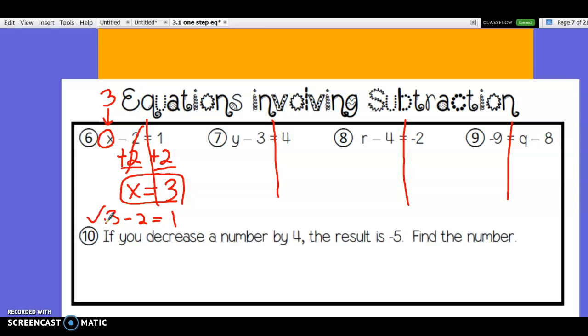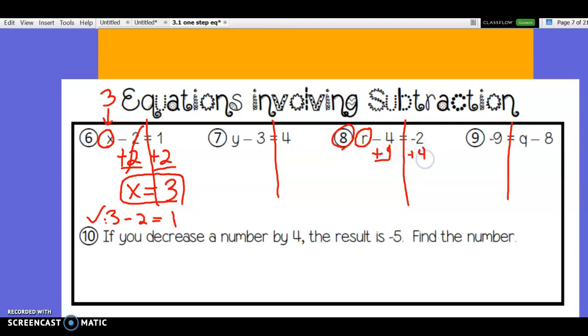Let me show you one more. Let's look at number 8. Number 8, I have r minus 4 equals negative 2. So again, I'm going to circle that letter r. I want to get it all alone. So I want to do the opposite of subtracting 4. The opposite of that is adding 4.